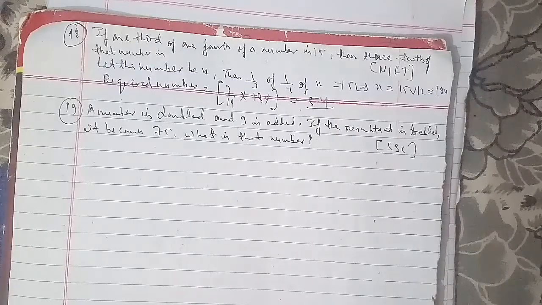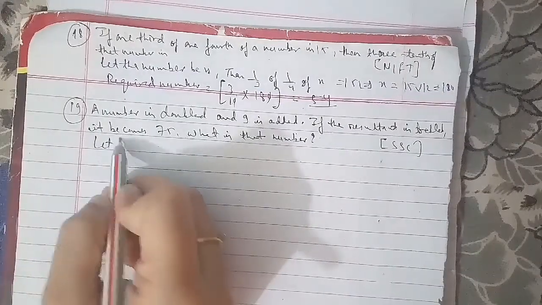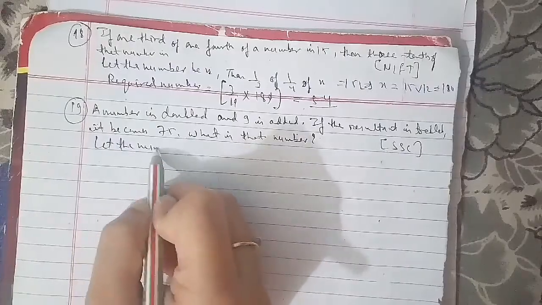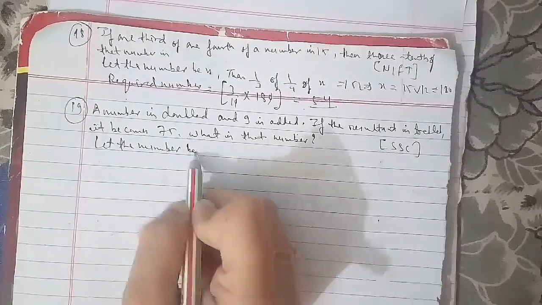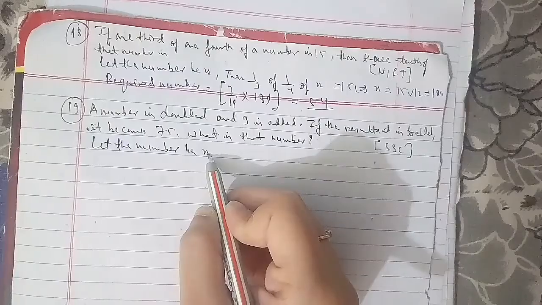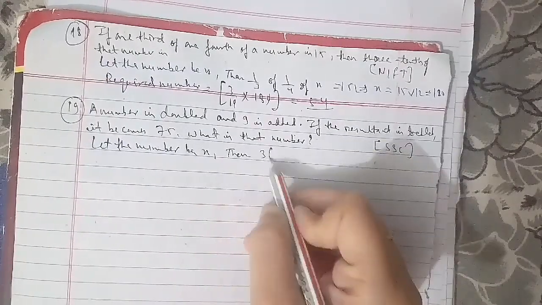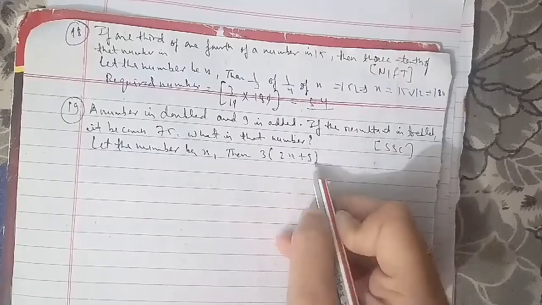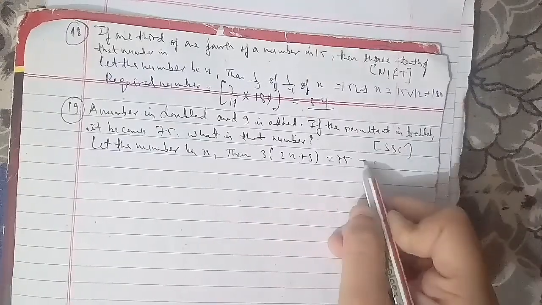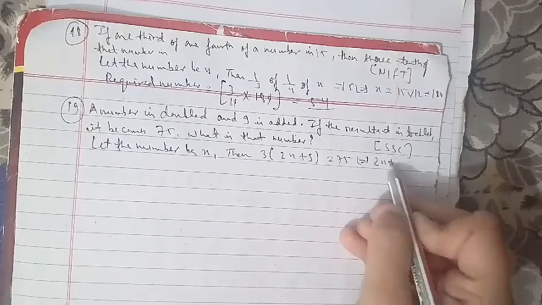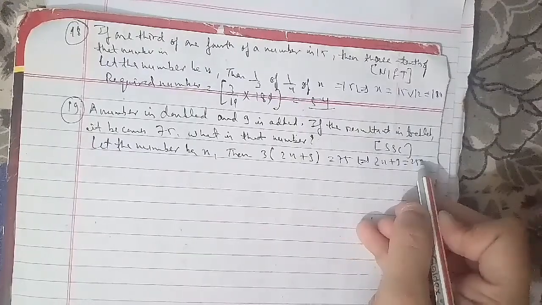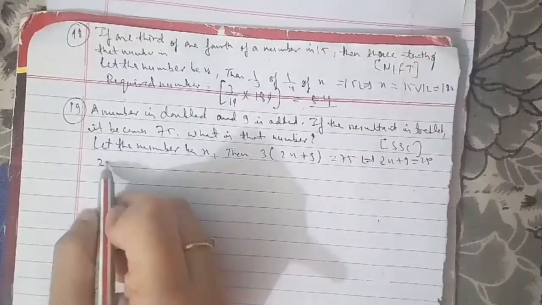Let the number be x, then 2x plus 9 equals 75. So 2x equals 60, or x equals 30 here. That will be the right answer for this question as well.